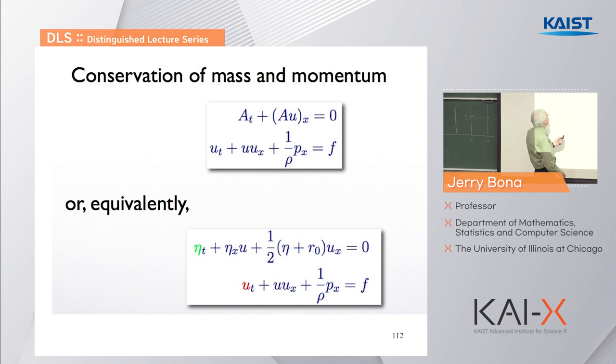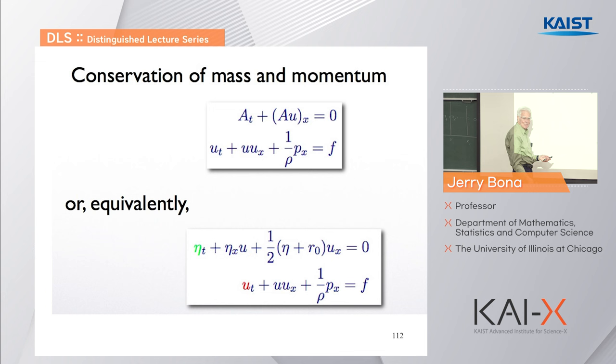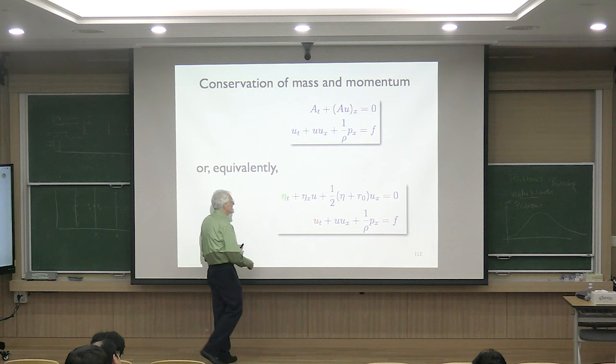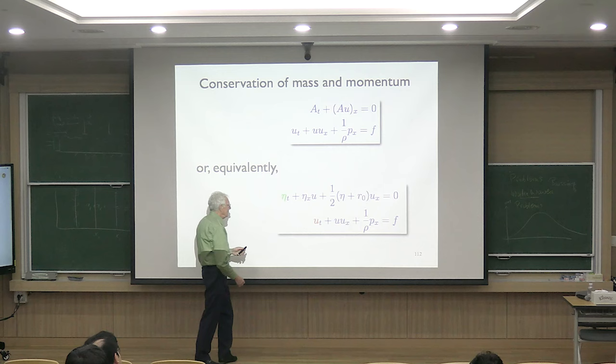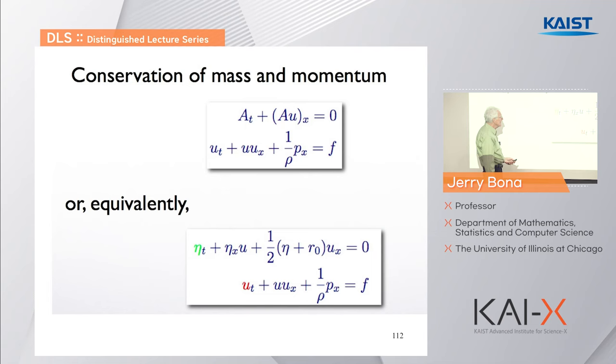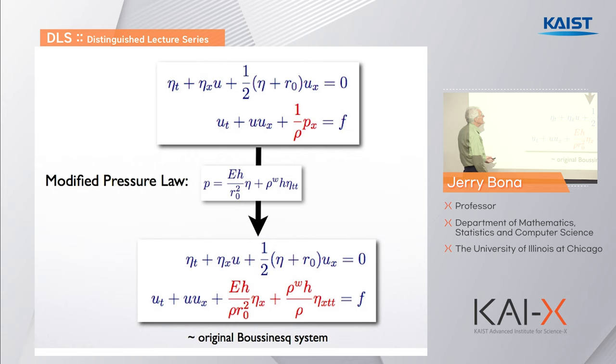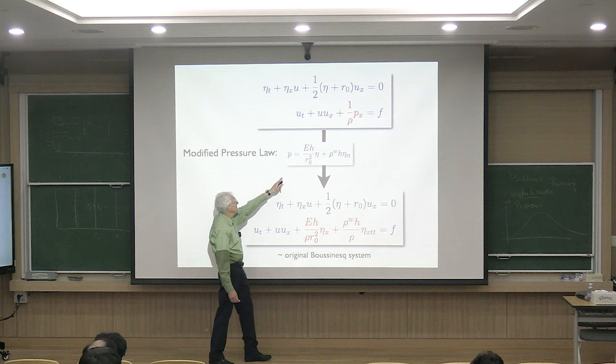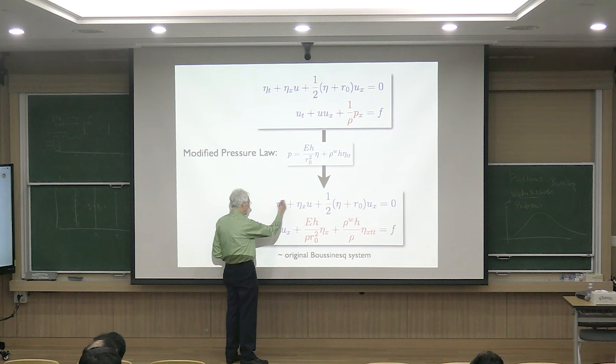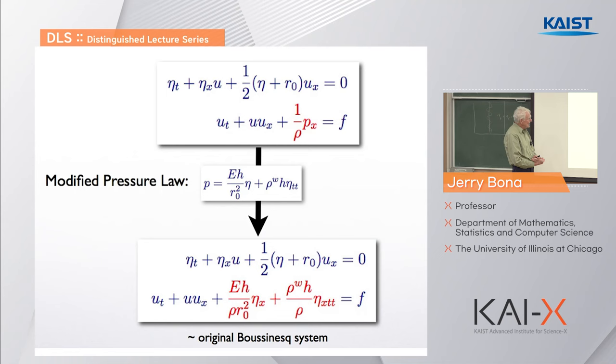Okay, conservation of mass and momentum. There they are, very simple. Okay, I'm going to write them. A is the cross-sectional area, but I'm going to write it in terms of the radius. And this is what I get. And then I need to put in that wall motion. So here was the wall motion. And I get this coupled pair of equations, which, by the way, is the original set of equations that Boussinesq wrote down in 1877.